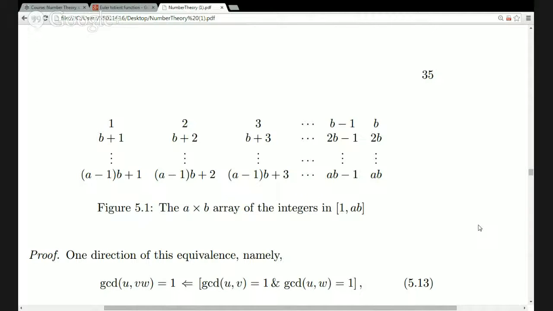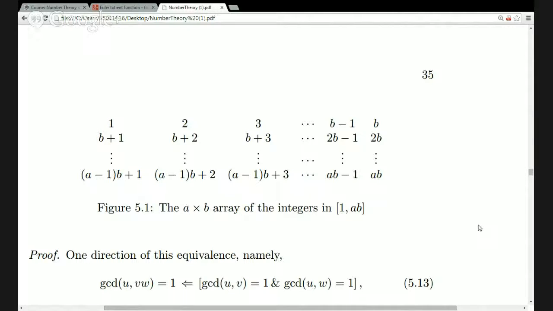We're going to lay them out in this grid. And we're laying them out in an a by b grid. So we've got a rows and b columns. So in the top row, you've got the numbers 1 to b. In the second row, you've got b plus 1 up to 2b, and so on. Okay? So you're laying out all those numbers like that.